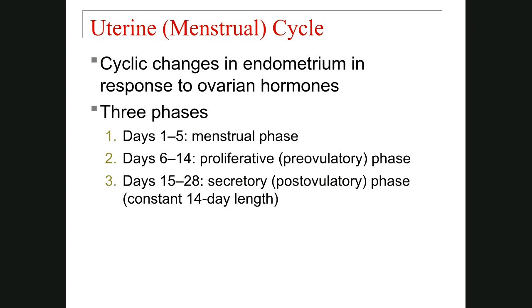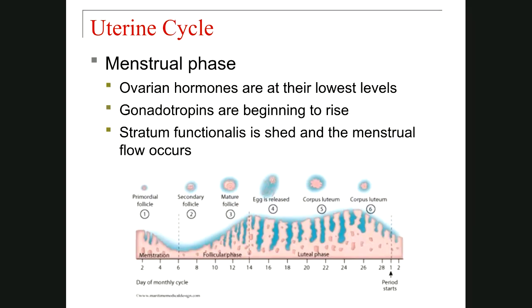We have some cyclical changes in the endometrium in response to ovarian hormones, which I talked about before. We have 3 phases. One of them is the menstrual phase, day 1 to day 5. We have the proliferative or periovulatory phase, which is day 6 to 14. On day 14, we have ovulation, and after that, we have the secretory or postovulatory phase. In the menstrual phase, ovarian hormones are at their lowest level. Gonadotropins are beginning to rise, and the stratum functionalis, as you see in this picture, is shed, and the menstrual flow occurs.